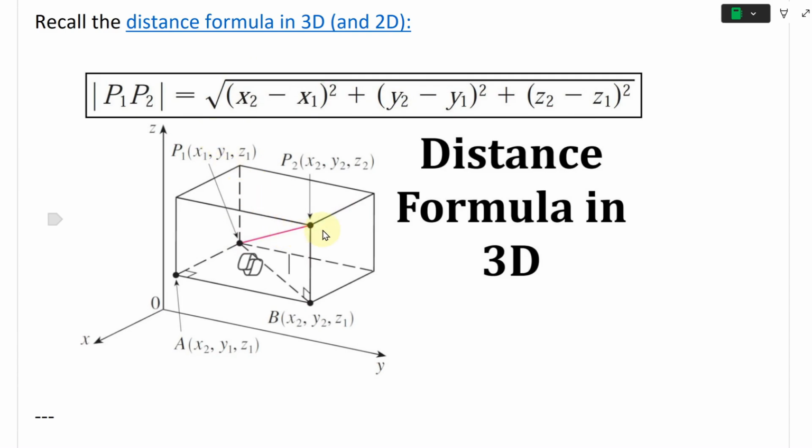That's actually quite fascinating. The square root arises from the Pythagorean theorem when you get the hypotenuse, but now you do it a second time. Once you get this, you do it a second time to get that.